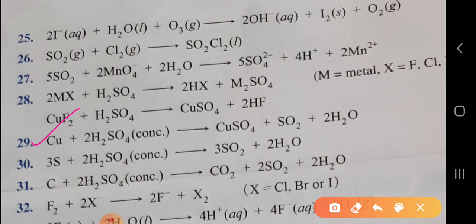And when a non-metal reacts with concentrated sulfuric acid, like sulfur, it gives sulfur dioxide, and water is removed. Another non-metal, that is carbon, is reacting with sulfuric acid to form carbon dioxide and sulfur dioxide, and water is removed. All these reactions are showing the oxidizing property of H2SO4.